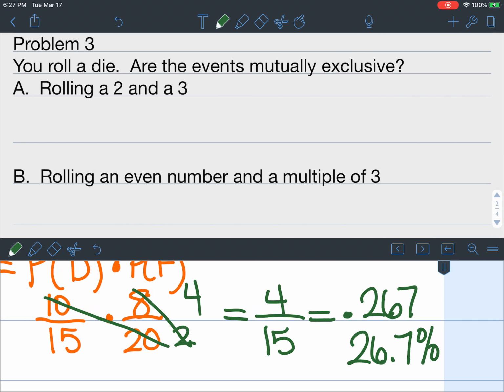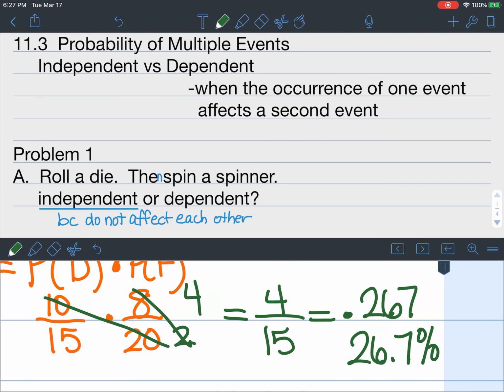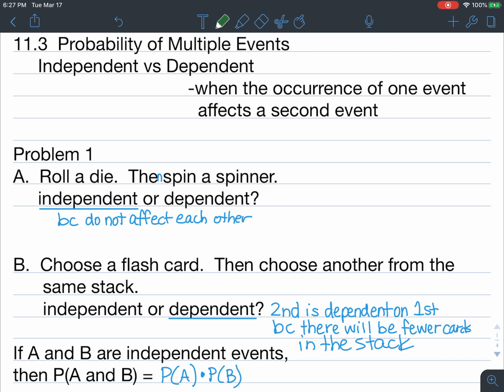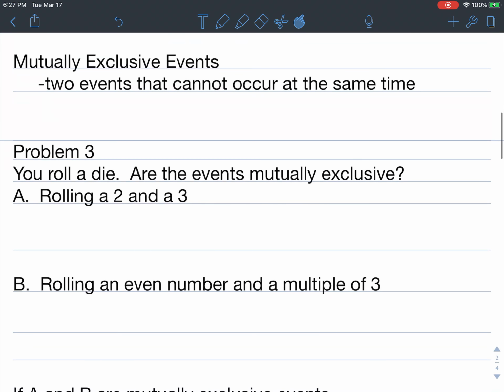Okay, let's talk about this new term we have. There we go. Mutually exclusive events. Mutually exclusive events are two events that cannot occur at the same time. For example, let's go back to that picnic. Drinks are either regular drinks or diet drinks. You can't be some of both. You're either one or the other. Therefore, those are mutually exclusive events.